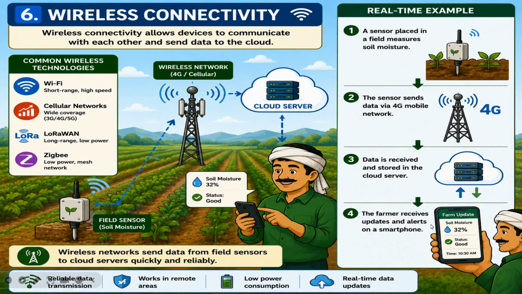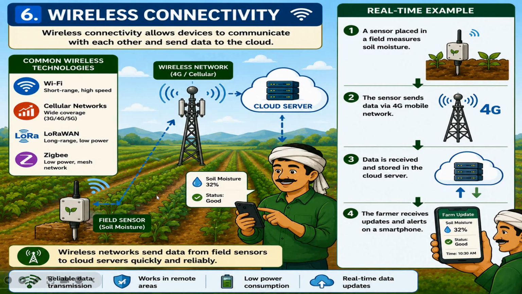So some common wireless technologies used in agriculture are Wi-Fi, cellular networks, that is 3G, 4G and 5G. Then you have LoRa, that is a long range low power, and the Zigbee, which has low power and mesh network. And these technologies help transfer data from the field sensors to the cloud quickly and efficiently.